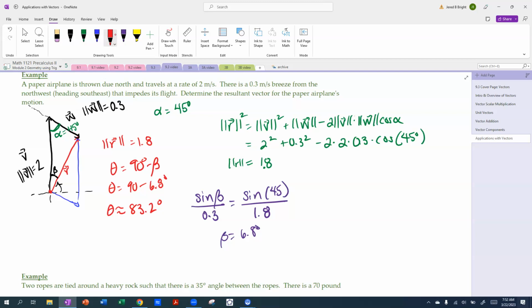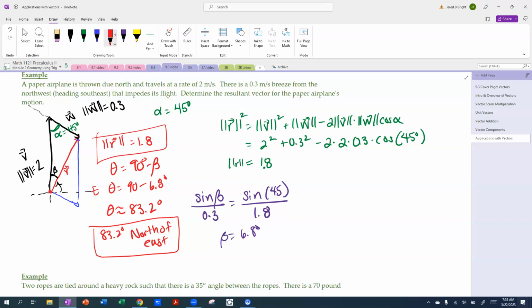Now, typically in a scenario where we're given this, we understand what theta is, or what we mean by degrees, and we would measure it in standard position. But really, when we're describing it, we should say 83.2 degrees north of east. What that means is here is east, right? If we consider that direction, we're 83.2 degrees north of that. That's typically how we describe directions in physical contexts.